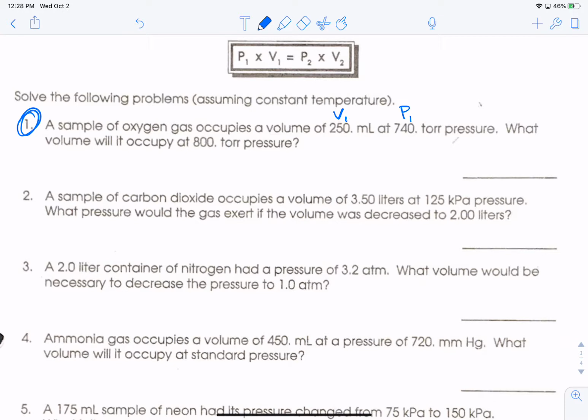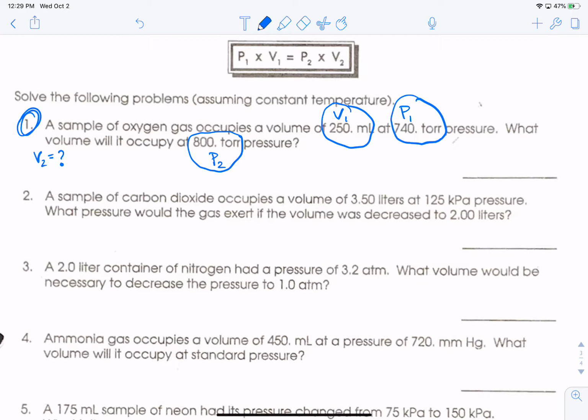Look, I'm kind of lazy. I'm not even going to write it out. I'm just going to use this. Here's my V1. Here's my P1. It says, what volume? What is a question word? So I am looking for volume. Here's what I'm looking for. Will it occupy at 800 torr pressure? Okay, this must be my change in pressure, my new P2. So I just annotated. If you notice, I have a V1, a P1, a P2. What I don't have here is a V2. This is what we're looking for.